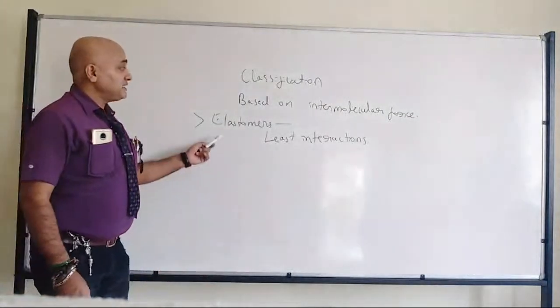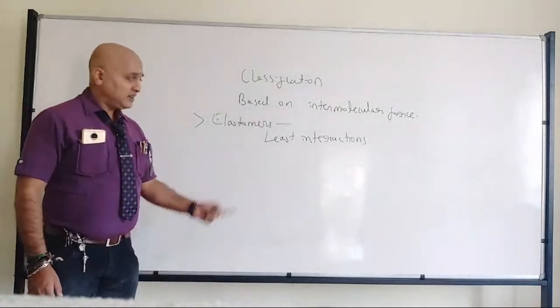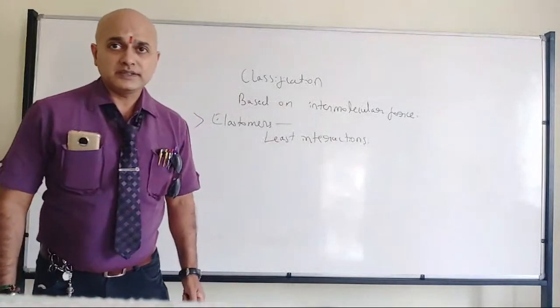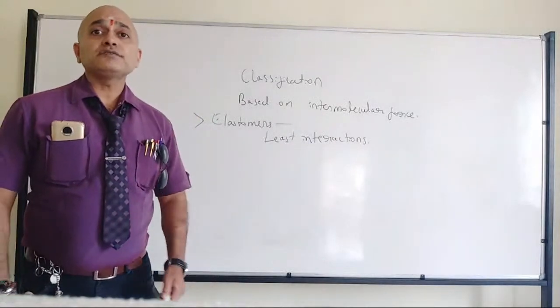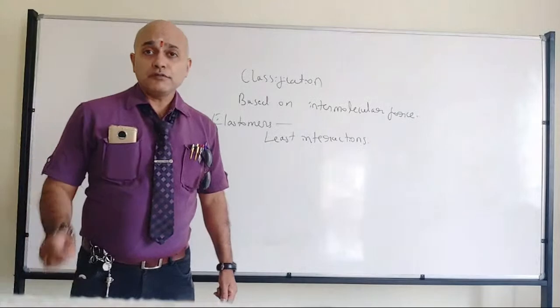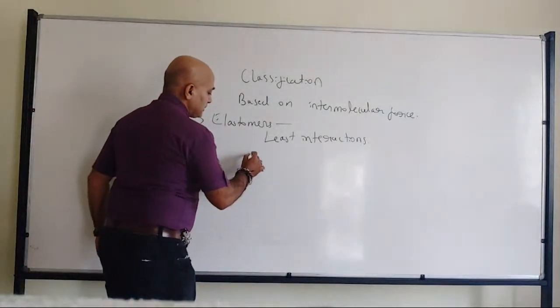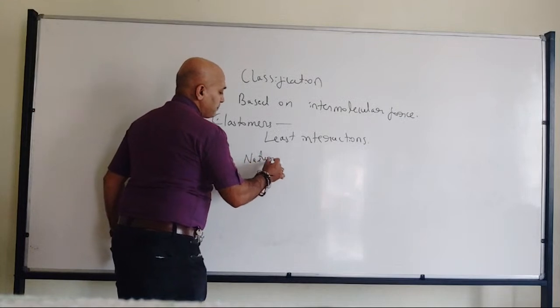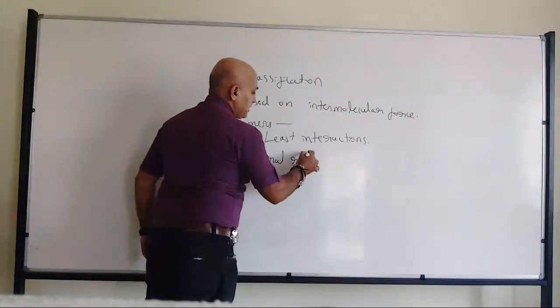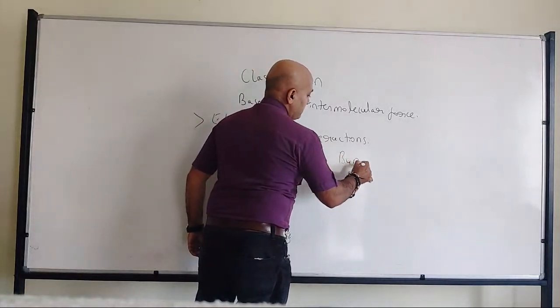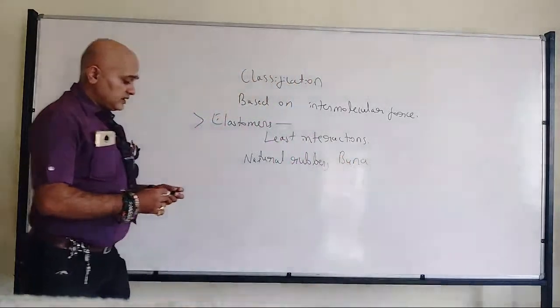So that's what we will call elasticity, right? It is the same logic. That's why they are called elastomers. Now naturally, all of us know our rubber, whatever eraser we are using, natural rubber. Even natural rubber can be an example for elastomers. Even Buna can be an example for elastomers.